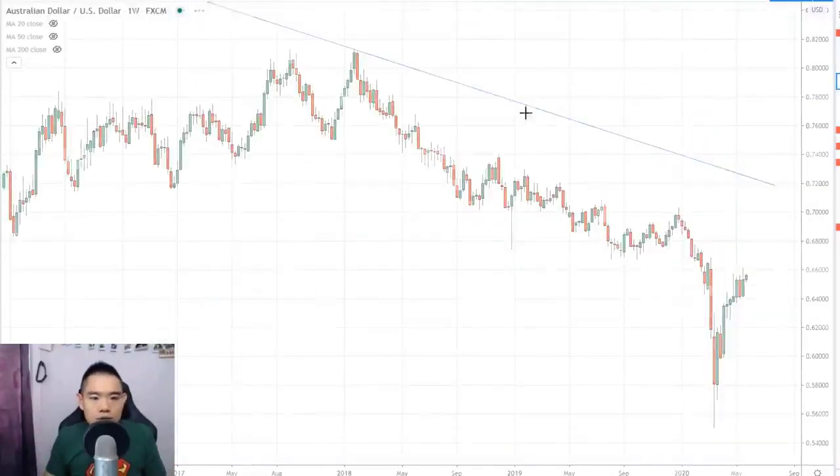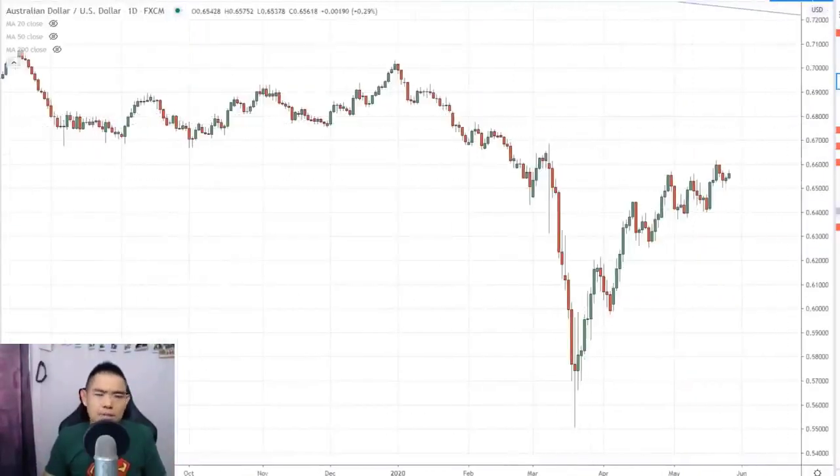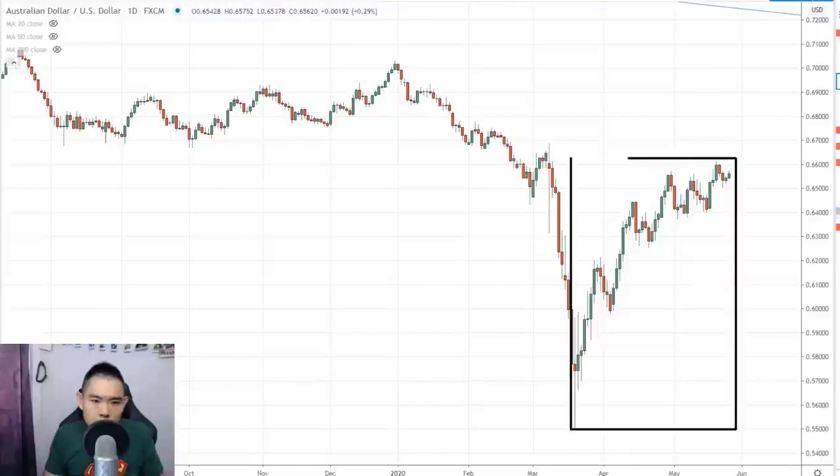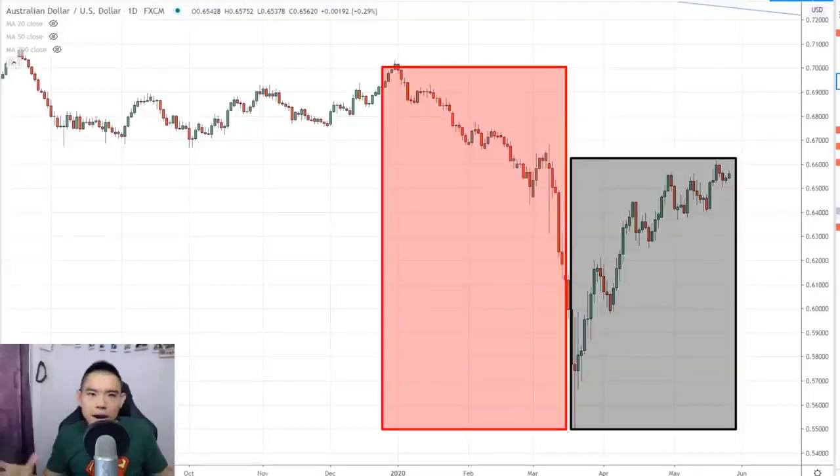How about this? Aussie dollar. If you look at this chart, again, similar, right? Rainer, should I be buying or selling? Because if you look at this, Rainer, this is where the price is heading higher. But Rainer, over here, the price is heading lower. So should I be buying or selling?